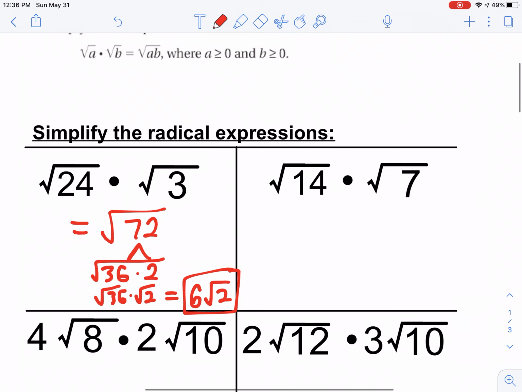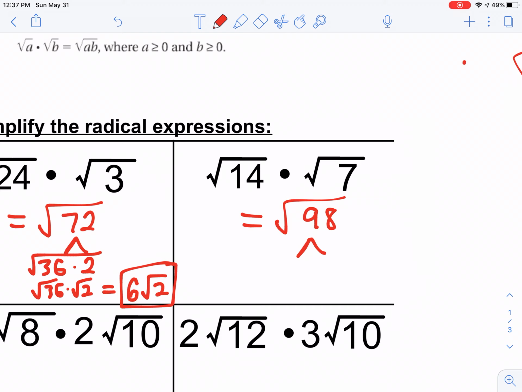Okay? Square root of 14 times square root of 7. Well, first we merge them into one radical. So 14 times 7 is 98. Then we find two numbers that go into 98, one of which being a perfect square.